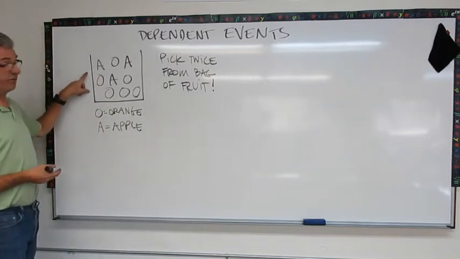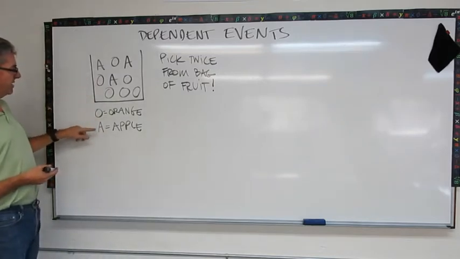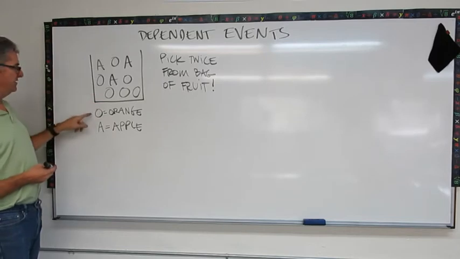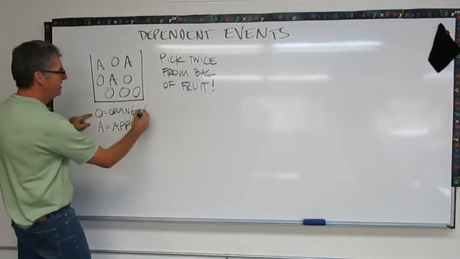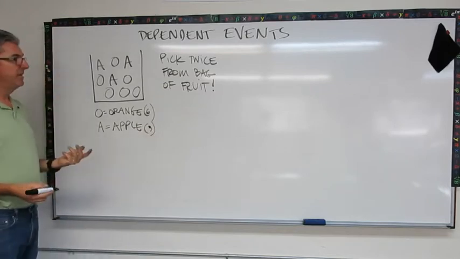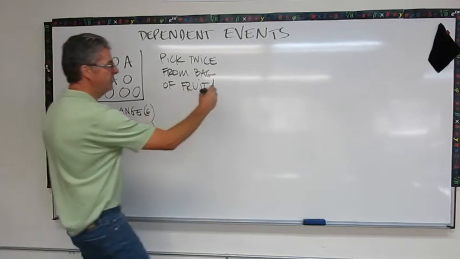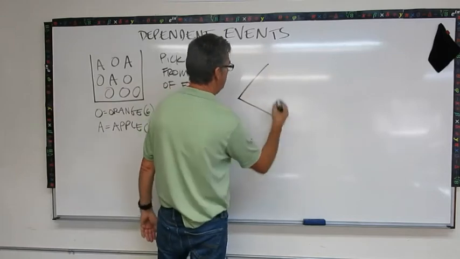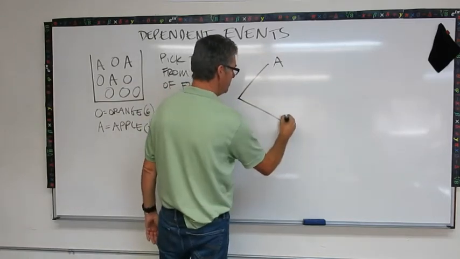I have a bag of fruit. I've got a bunch of oranges and a bunch of apples in the bag. Let's count these up. Well, that'll be useful. There's 6 oranges and there's 3 apples. Okay? Now, let's make a tree. This is going to be really helpful. I'm going to do apples here, oranges there.